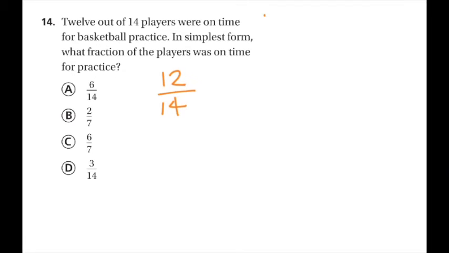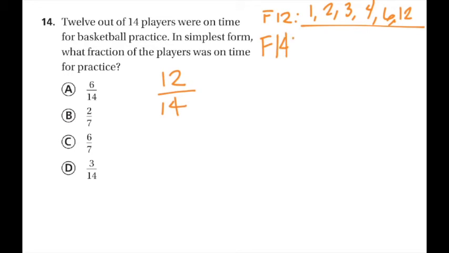So now I'm going to list my factors of 12. What can I multiply to get 12? Well, I know 1 and 12, 2 and 6, 3 and 4. All right, now I'm going to list my factors of 14. What numbers can I multiply to get 14? 1, 14, 2, and 7. And that's it. Okay, what's the greatest number they have in common? Hopefully you saw the 2's.